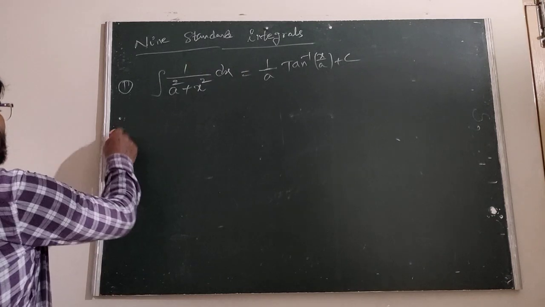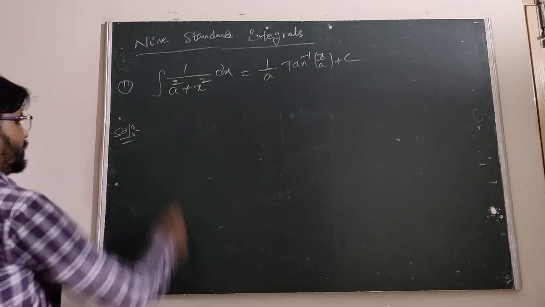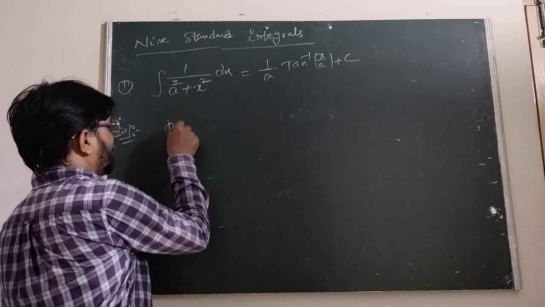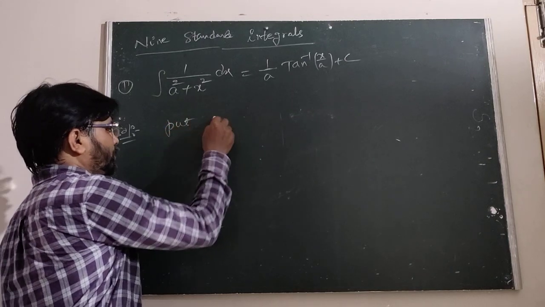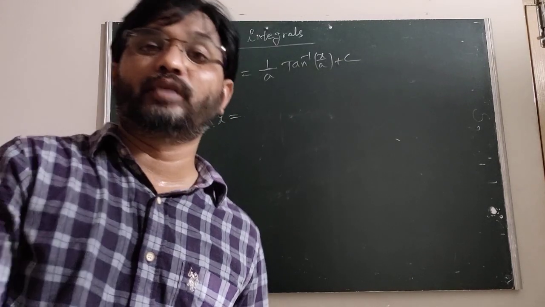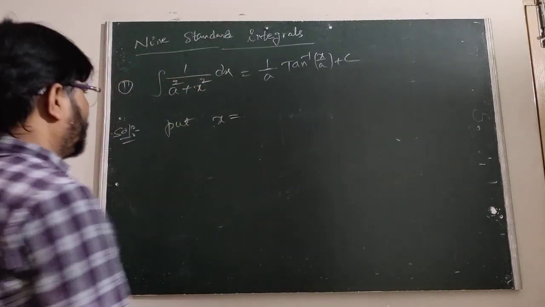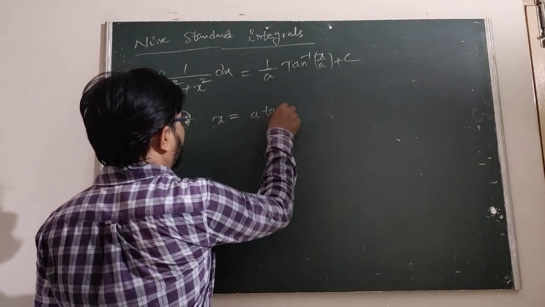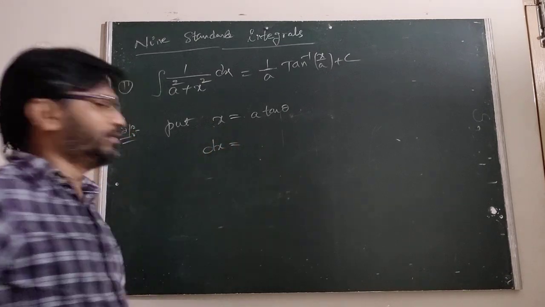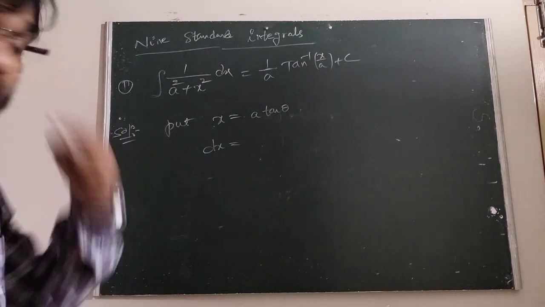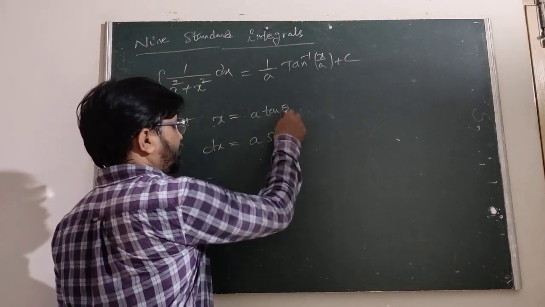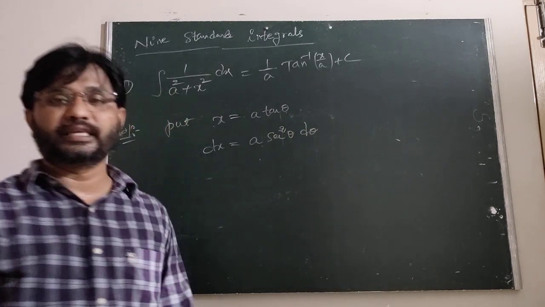Therefore, its solution, all of you listen here. What is the suitable substitution? We know that we put x equal to a tan theta. Now the derivative of x is dx, which is a into the derivative of tan theta, that is secant square theta, d theta.